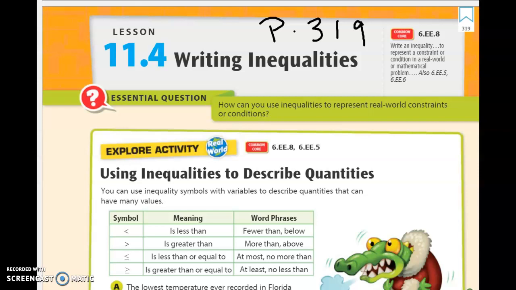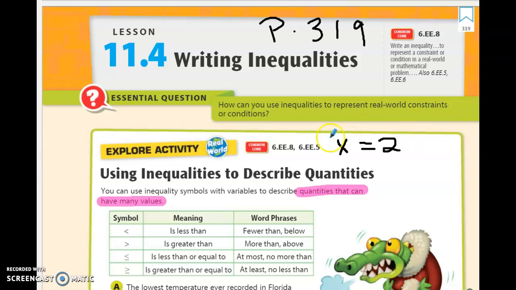Our explore activity is using inequalities to describe quantities. You can use inequality symbols with variables to describe quantities that can have many values. So up until now, we've been talking about a variable, let's say x, and we've been finding out what that equals. Maybe our answer is x equals 2 or x equals 47, whatever. It equals one thing. But now we're going to be learning about inequalities, and inequalities can be used to describe quantities that can have many values. Not just x equals 2, x can equal many different things.